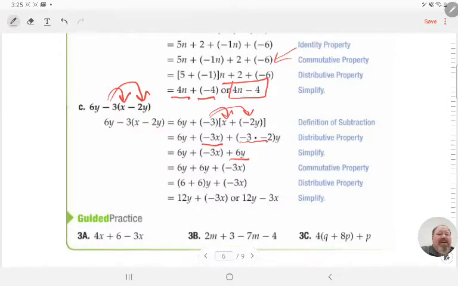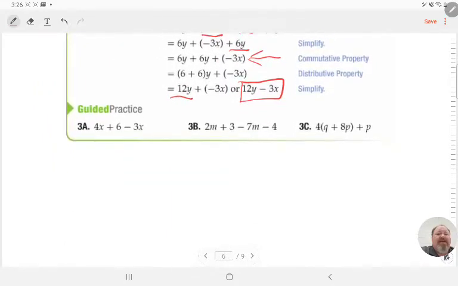And then I can combine my, or actually if you want to, you can use commutative property and rearrange and put all your like terms together. And that would give me 6y plus a negative 3x. 6y plus 6y, 6 plus 6 is 12, so that gives me 12y. And then I could simply just write that as 12y minus 3x. Okay? All right, pause the video, try these next three, and then come back.